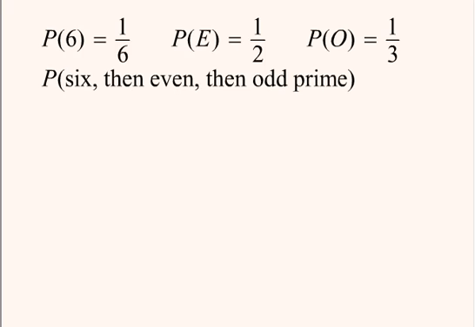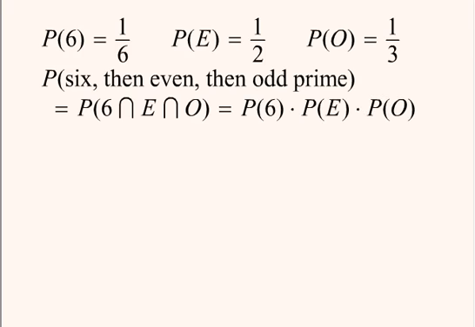Now notice that these are all independent events, getting a 6, then an even number, then an odd prime, because what happens from one roll to the next isn't affected by any other previous roll or future roll. So what we can say then is the probability we're looking for is the probability of the intersection 6 intersect E intersect O. And since the events are independent, we can rewrite this as multiplication.